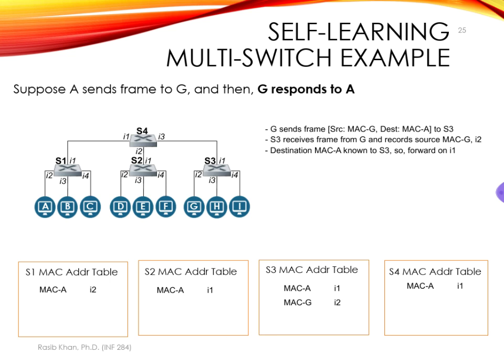After that, S3 would try to match the destination MAC address, which is MAC A, and it actually finds a record of MAC A in its MAC address table, and it sees that MAC A can be reached if the frame is forwarded out through interface 1 on S3. So it forwards it on I1.